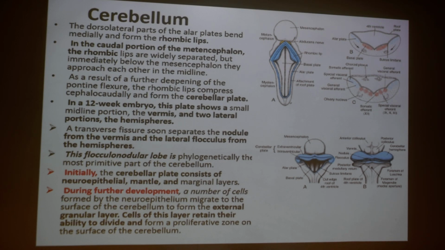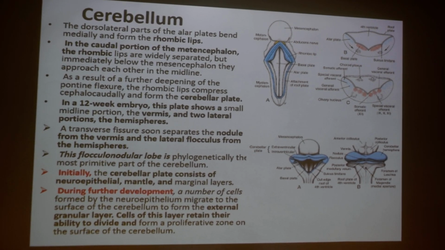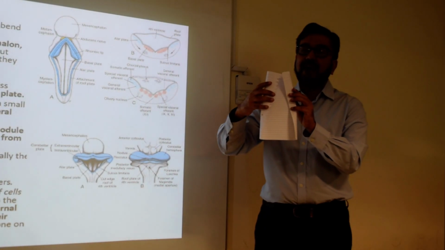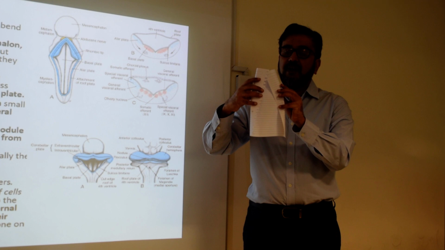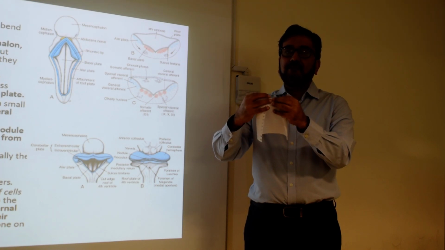Okay, so the rhombic lips are here at the back of the pons. Initially they are separated. You can see that they are at the back, and they are separated. If I make a pontine flexure, they are going to come together.